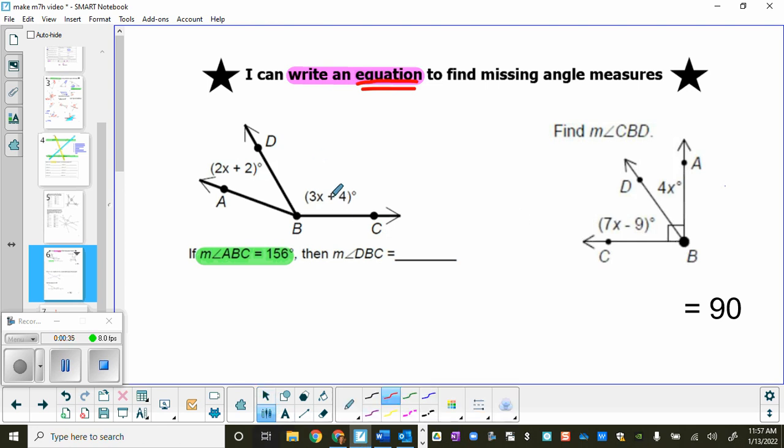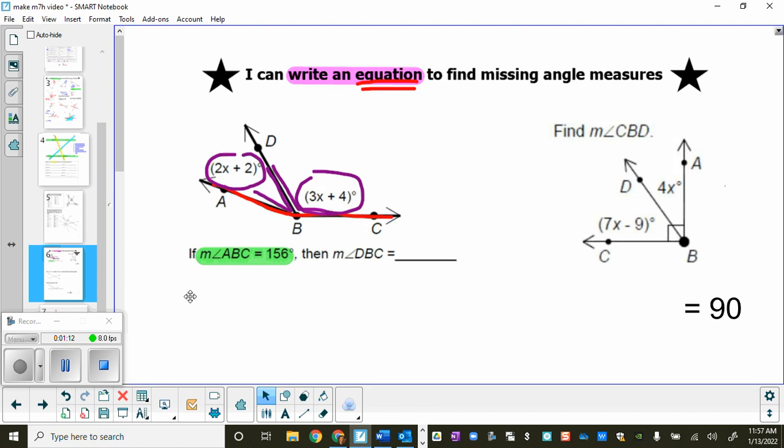Now we're going to use these expressions to write an equation, and we're going to find the actual measure of this little acute angle, and here we're going to find the measure of this obtuse angle. Now in this first picture, it says that angle ABC, this whole angle, is 156 degrees. What that means is that this little angle plus this angle together adds up to 156. I don't know what each angle is, but I know together, if they add up, they should equal 156.